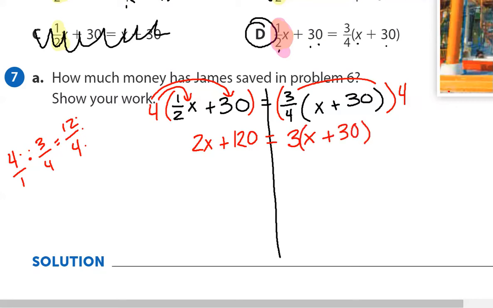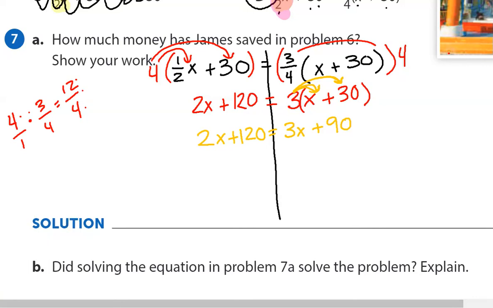Okay. One more step before we get there. I want to distribute this properly because I don't want to skip a step on you guys. So I'm not going to mess with this side during this step. It's going to stay the same because I'm distributing on the other side. 3 times x is 3x. 3 times 30 is 90. There you go. Okay.